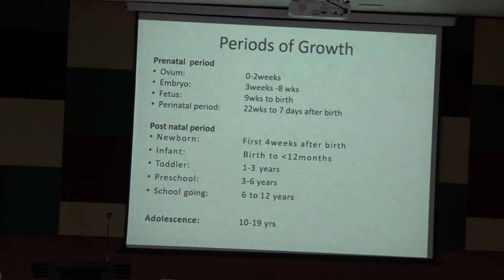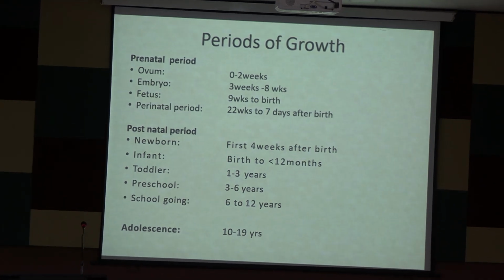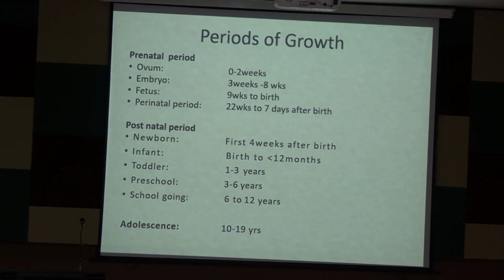What is adolescence? 10 to 19 years. Adolescence is again divided into 3 parts: early, mid and late. What is early?